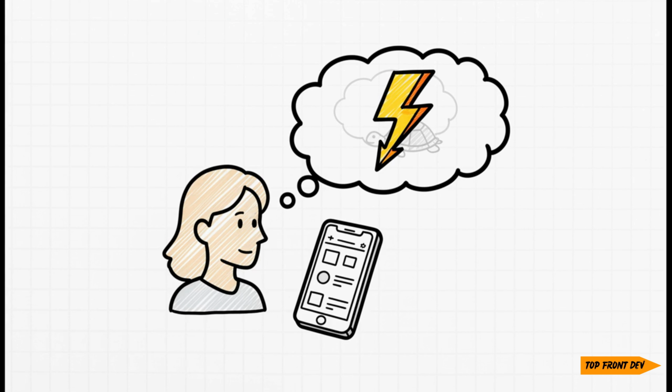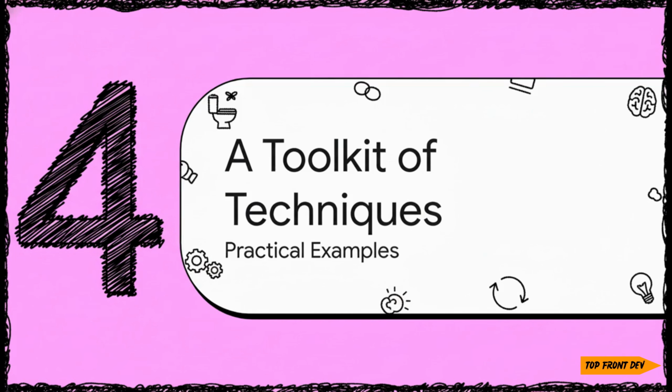They are running on autopilot. They're using their fast, intuitive System 1. We're not coding for a logician. We're designing for a creature of habit and instinct. All right, so the theory is cool, but how do we actually use this stuff in our code?